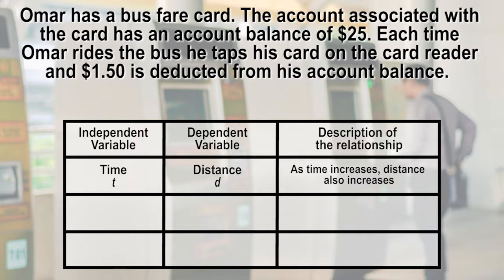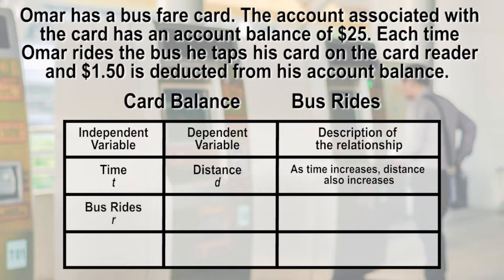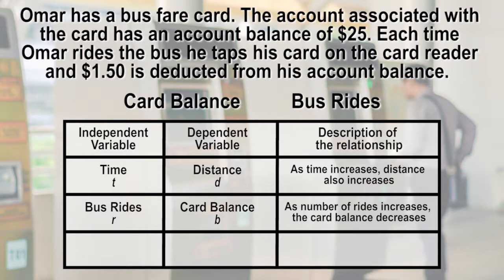The two variables in this situation are the balance on his card and the number of times Omar rides the bus. The independent variable, or the variable that does not depend on the other, is the number of times Omar rides the bus. The dependent variable is the balance on his card. The balance on his card depends on the number of times he rides the bus. What is the relationship between the variables? As the number of times he rides the bus increases, the balance on his card decreases.